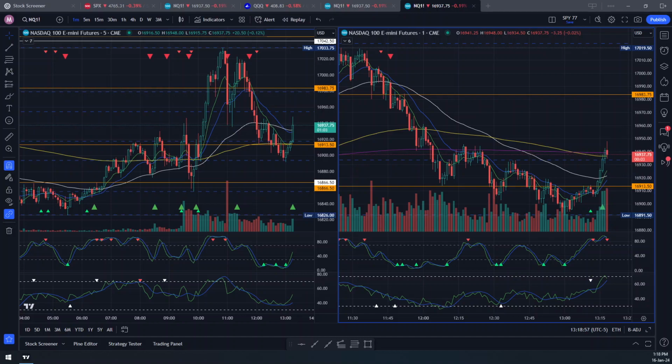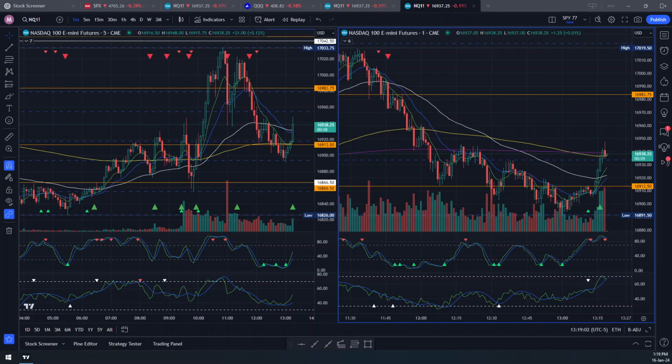So what is that yellow line? Is it 200? Yellow is 200, yeah. White is 60, is it? Yep. And the purple is VWAP.